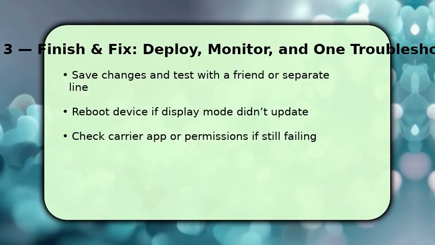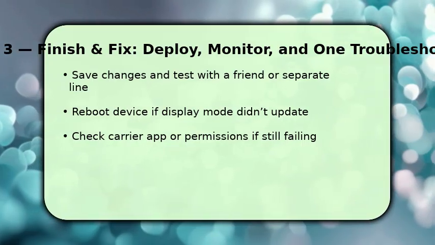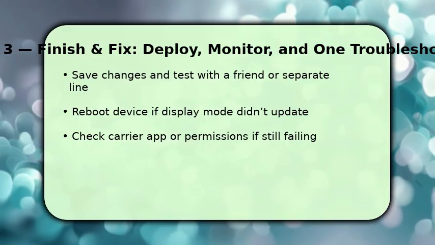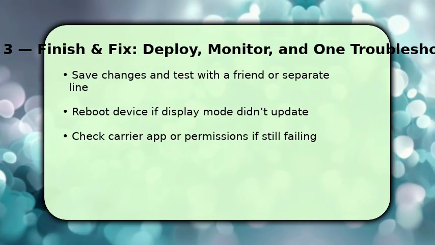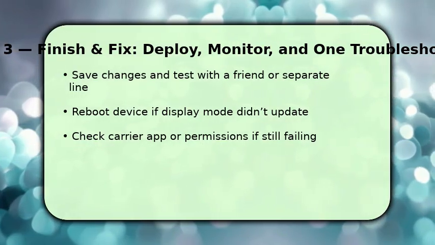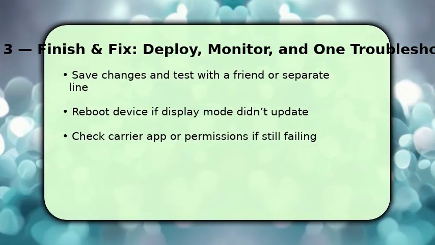If the mode did not update, reboot the device to clear cached UI settings. Often that forces the new display to load. If problems persist, check the phone app's permissions and your carrier's app for call handling overrides, because some carriers control display. One quick troubleshooting tip: toggle caller ID off and back on, then restart the phone app to refresh settings.